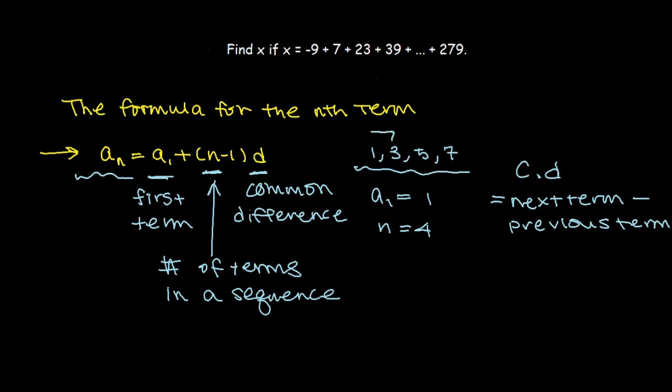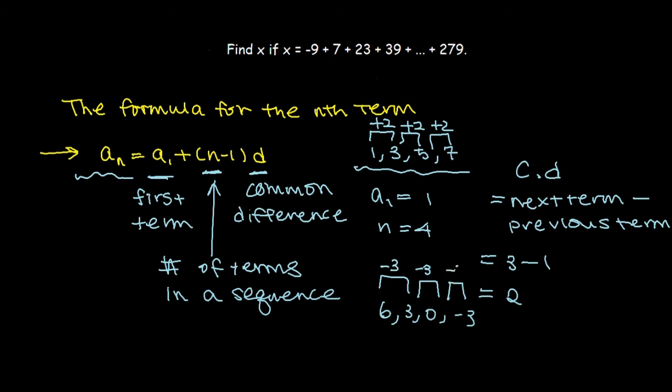We can see 3 minus 1 is 2, 5 minus 3 is positive 2, and 7 minus 5 is positive 2. So the common difference of this sequence is positive 2. A sequence can also have a negative common difference. For instance, with 6, 3, 0, and negative 3, when we subtract the previous term from the next term, we get negative 3. So always remember that you can have either positive or negative; don't ever take the absolute value for the common difference.